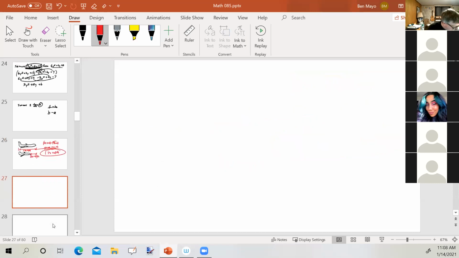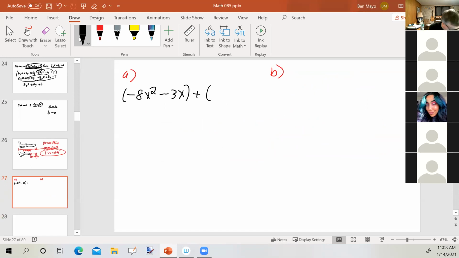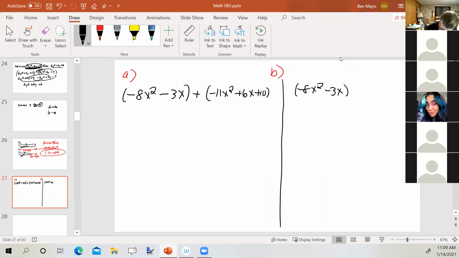Okay. Here's some lookalike problems. We're going to take part A and part B. Part A says negative 8x squared minus 3x plus the quantity negative 11x squared plus 6x plus 10. Part B says negative 8x squared minus 3x minus negative 11x squared plus 6x plus 10.